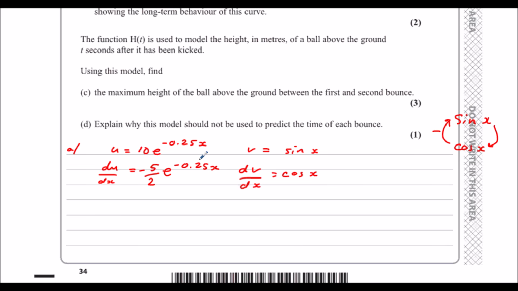And so now we need to multiply these two together. V and du dx. Multiply these two together, and we add them up. So put a plus in the middle. So dy dx, or f dash of x, I think that was the notation we were using, is these two multiplied together. So I'll put the e one first, so minus 5 over 2 e to the power of minus 0.25x times sine x plus these two times together, 10e to the power of minus 0.25x times cos x. So there we've differentiated it.